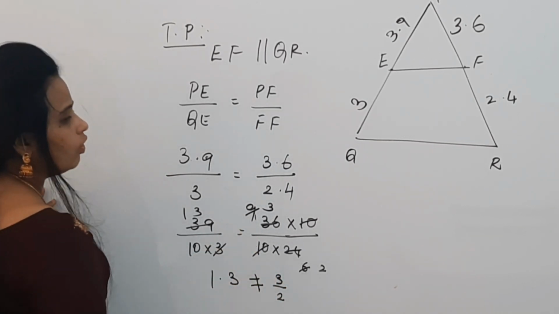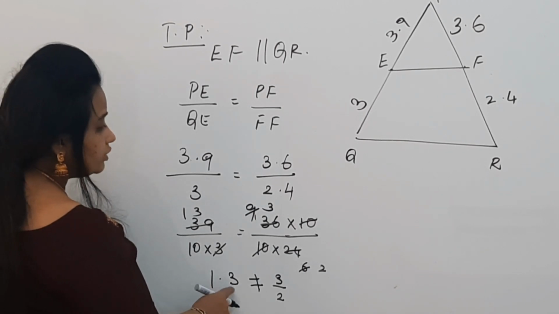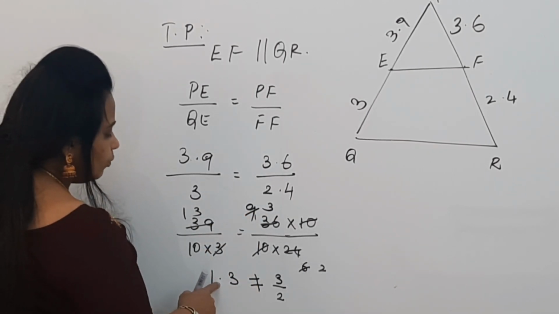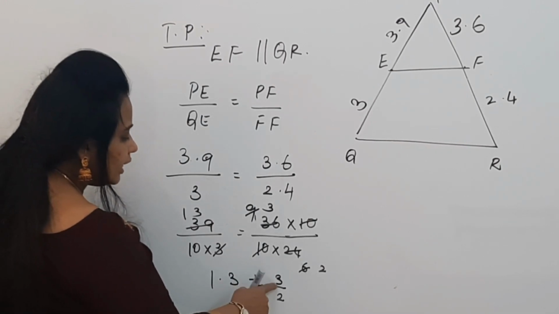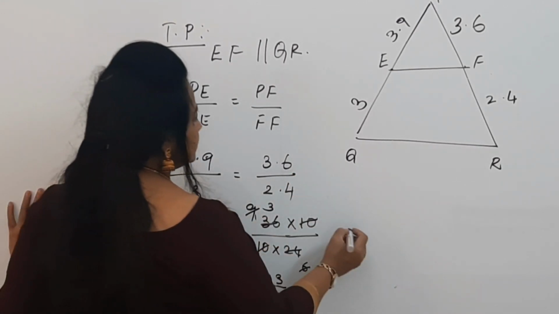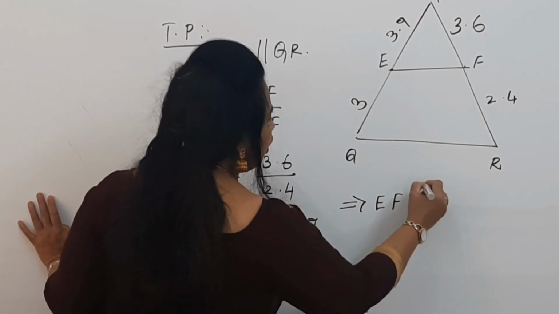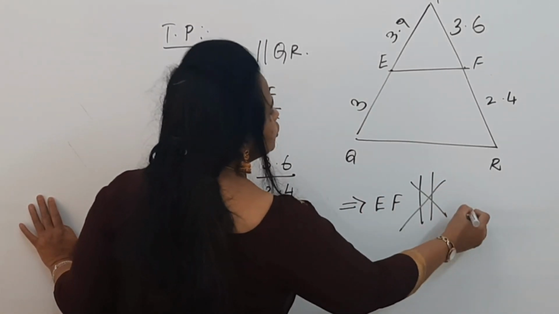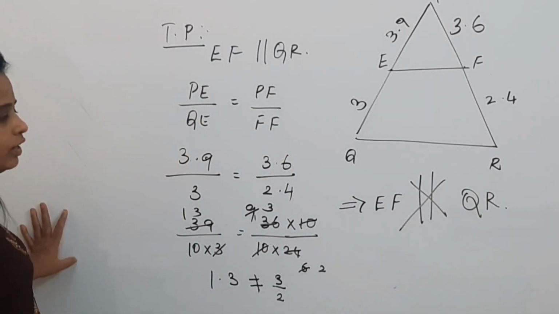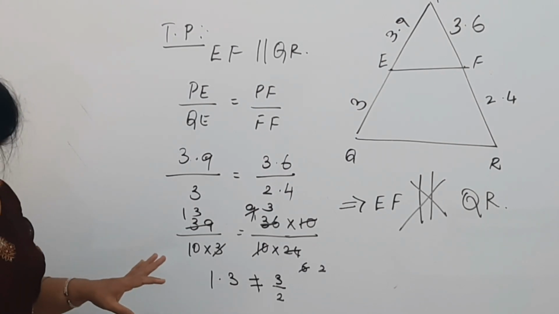Even if you go for decimal, you will not get 1.3. It is 1.5. So, I want 1.3 to be equal to 1.5, but I am not getting that. That means this implies EF is not parallel to QR. Hope you understand. The ratios are not equal, so it is not parallel. We'll move on to the next question.